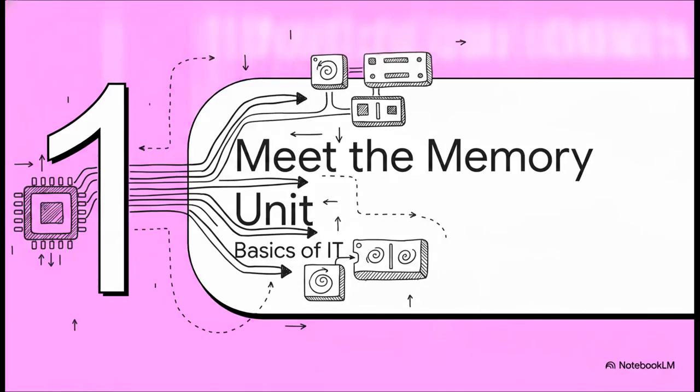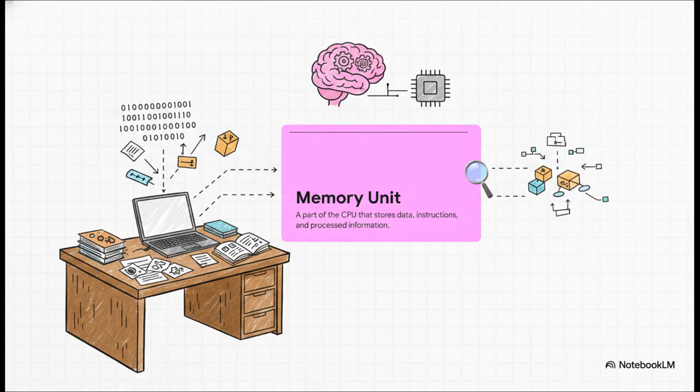Section 1. Meet the memory unit. Think about the CPU for a second. It is constantly processing data. But what exactly does it do with all that data? And where does it keep it? That brings us to our core definition. The memory unit is a part of the CPU that stores data, instructions, and processed information. Basically, it's the ultimate workspace of the CPU.